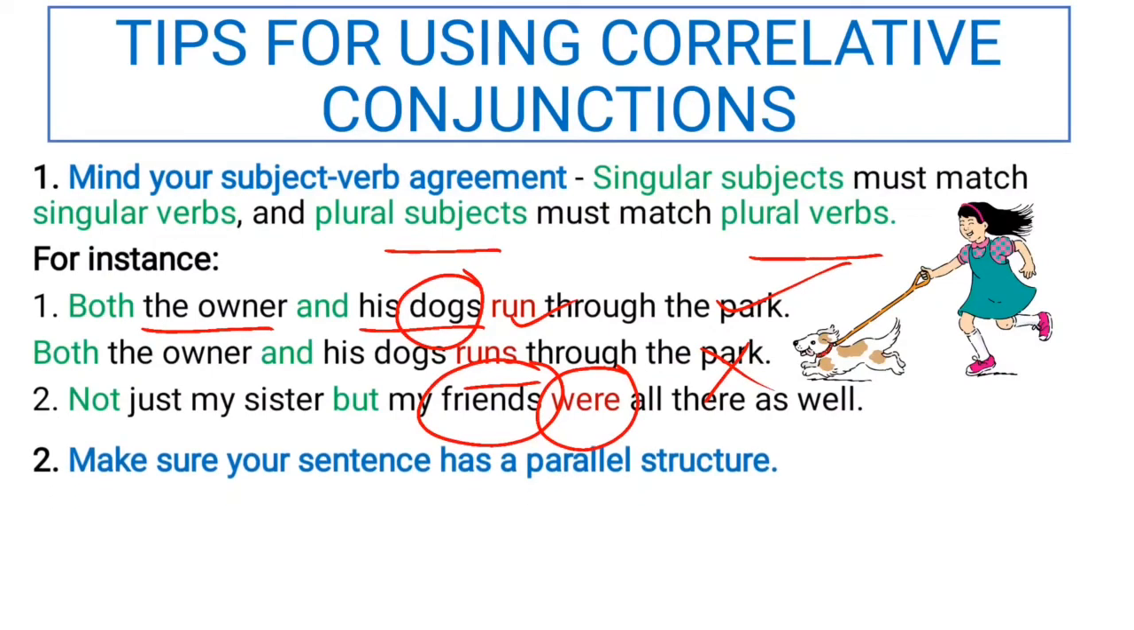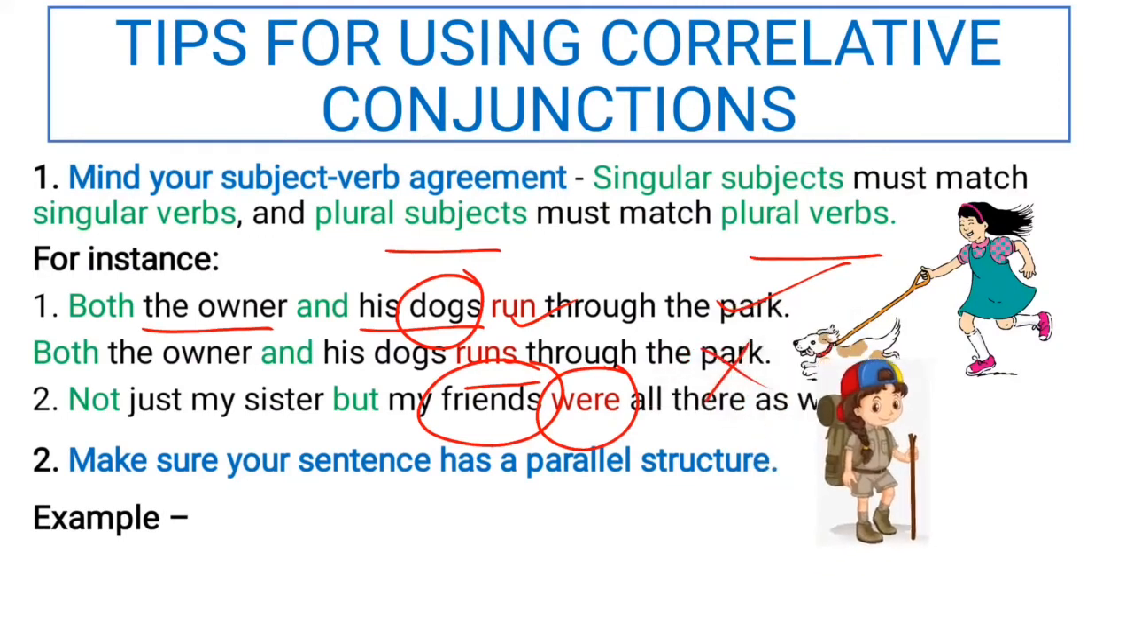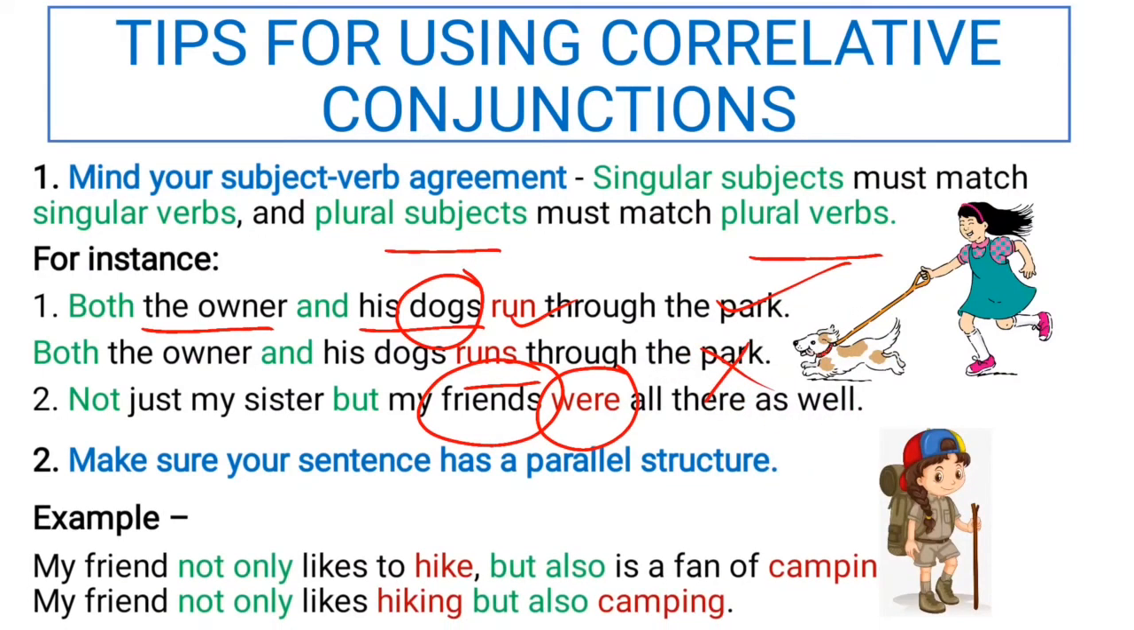Parallelism is important in grammatical structure for tracking the subjects of your sentences. Now, what does it mean? For example, look at these two sentences. My friend not only likes to hike but also is a fan of camping. My friend not only likes hiking but also camping.